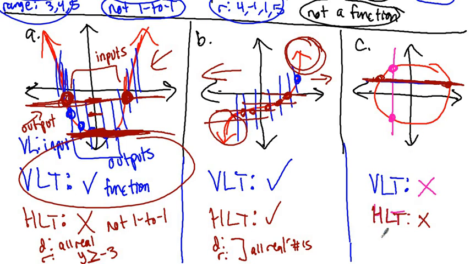Okay, and the domain and the range we won't worry about in this case because it's a little bit hard to tell because the graph is not labeled with points. But the main idea is to understand the definition of function means that every input has only one output, and a one-to-one function means every output has only one input.